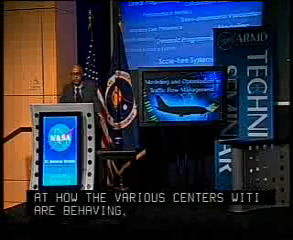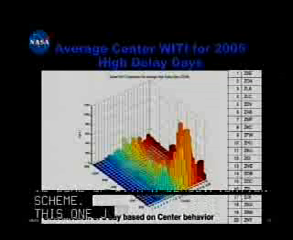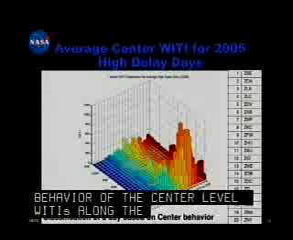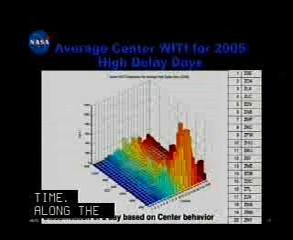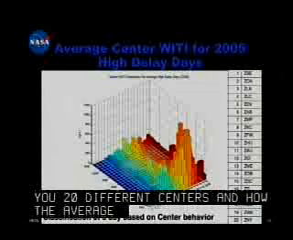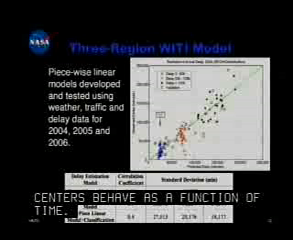Next view graph, please. This one just shows you the behavior of the center level WITIs. Along the x-axis is the time. Along the y-axis are the 20 different centers, and I'm showing how the average WITI in these centers behaves as a function of time. Could I have the next view graph, please? Now here, we have used this kind of model.